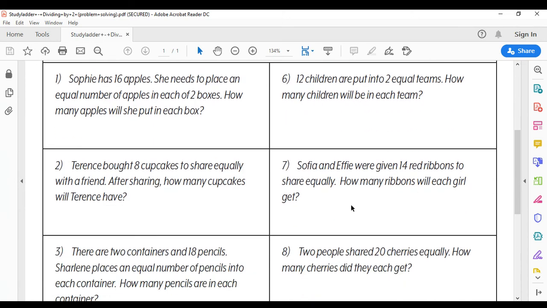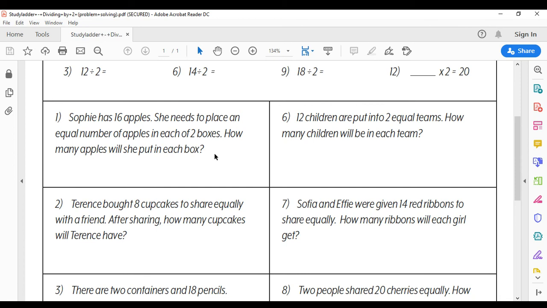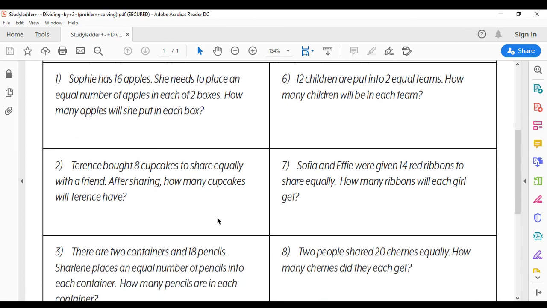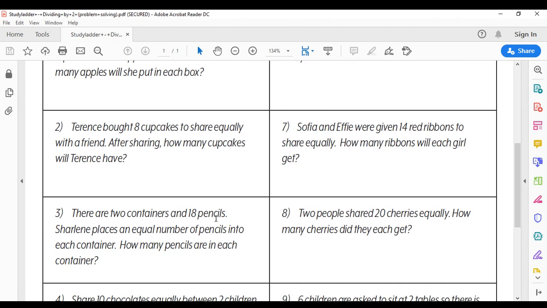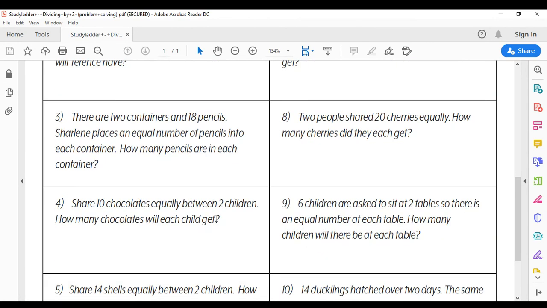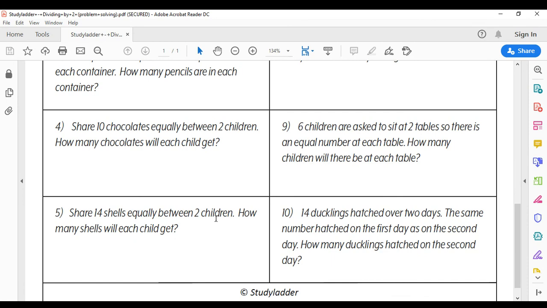Okay, these are all pretty similar. So read through the question, see what is the whole number, and read the question carefully to find out how many groups you have to divide it into. Make sure each group that you've divided has equal numbers of items. This will be your practice task.